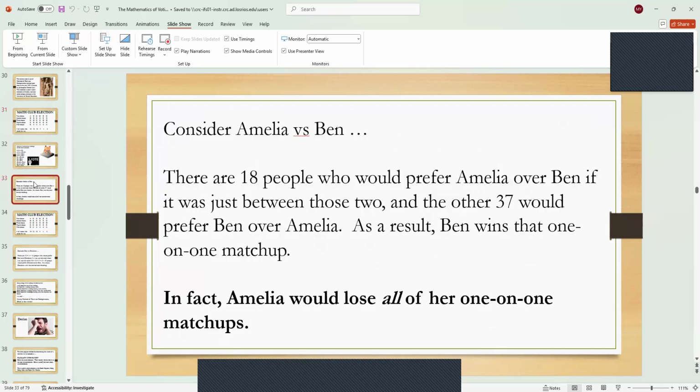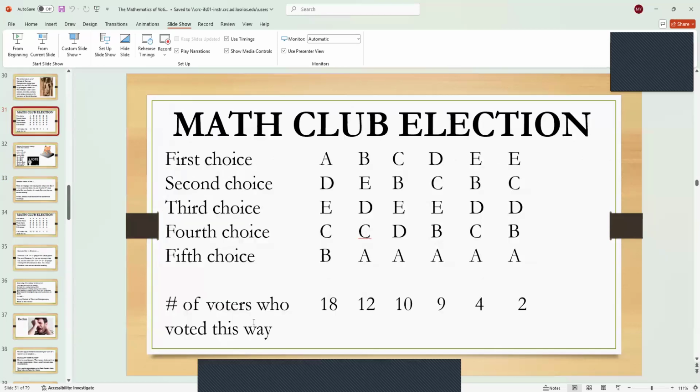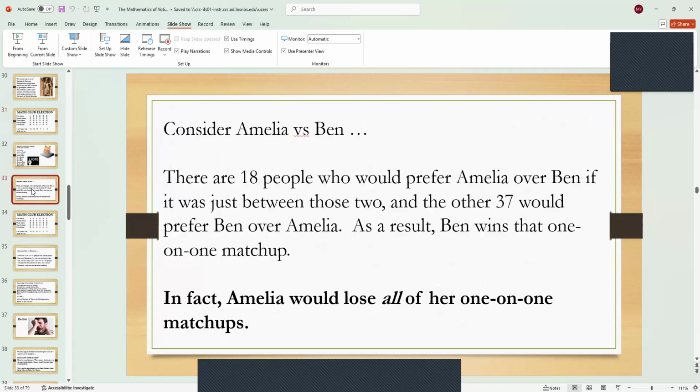So if we were doing Amelia versus Ben, Amelia is going to lose 37 to 18. The only people who prefer Amelia over Ben are the first 18. All the rest of them, 12 plus 10 plus 9 plus 4 plus 2, that adds up to 37. All the rest of the 37 voting members would prefer Ben over Amelia. In fact, Amelia is going to lose all of her one-on-one matchups. She's not even going to win one game.